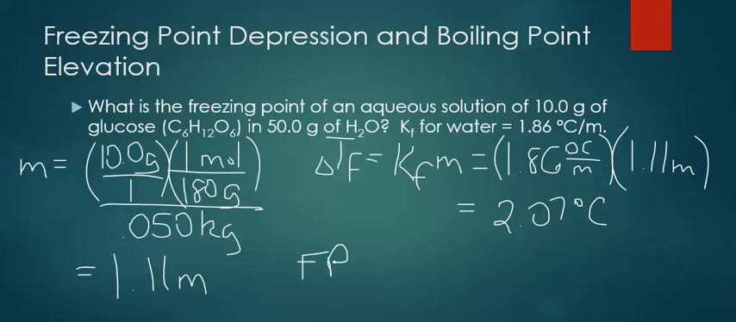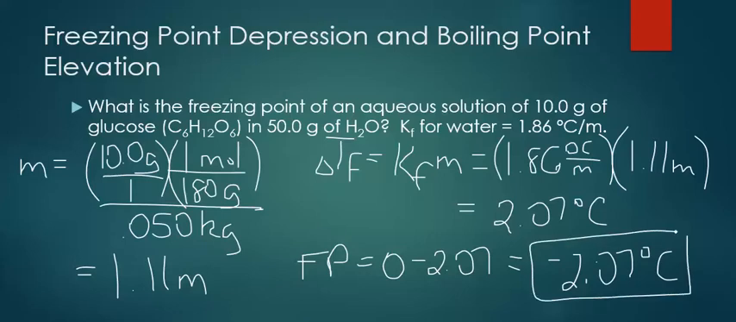I want the actual freezing point. Well, freezing point gets lowered. It's going to get lowered by 2.07 degrees Celsius. Water normally freezes at 0, so it's as simple as taking 0 minus the change. And so my new freezing point of the solution, negative 2.07 degrees Celsius.